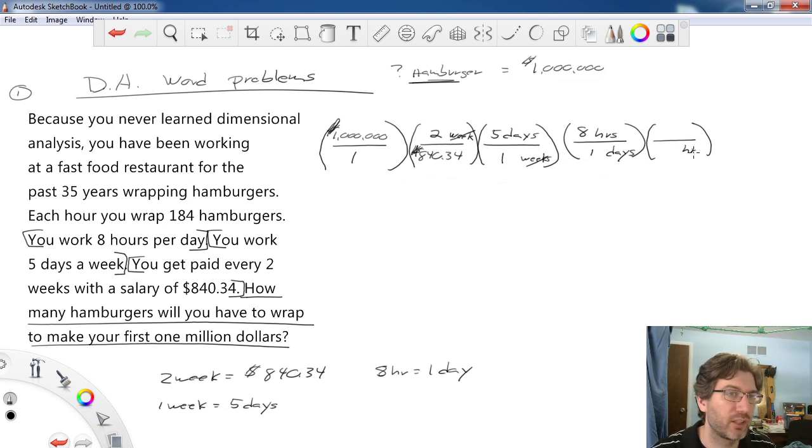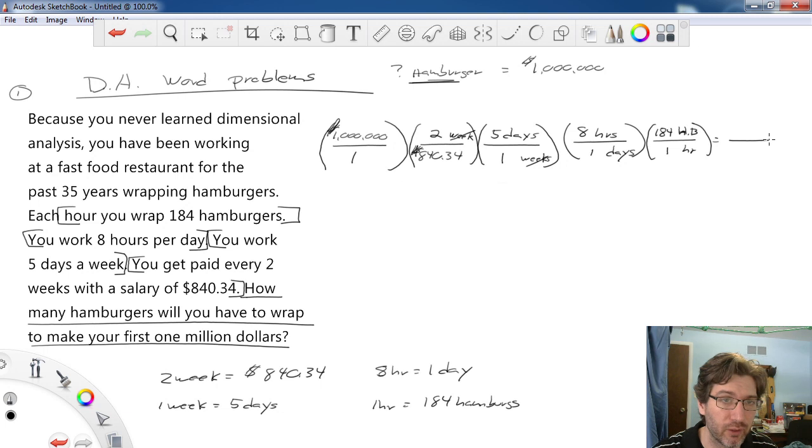I need hours to cancel now, so I need something about hours, and it says that each hour I wrap 184 hamburgers. So I know 1 hour equals 184 hamburgers, which is what I want. I want my units to be in hamburgers. So here, this will be hamburgers. I'm going to abbreviate HB because I'll use capitals. HB. And I know 1 hour is 184 hamburgers.